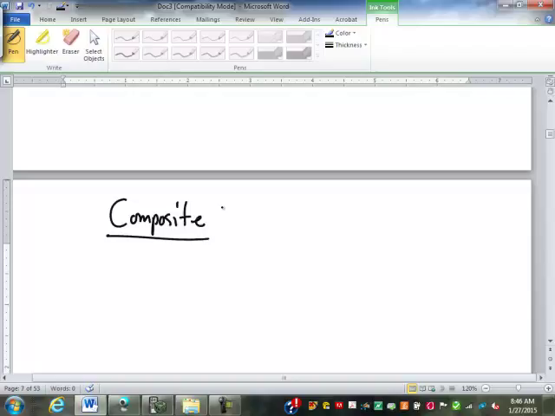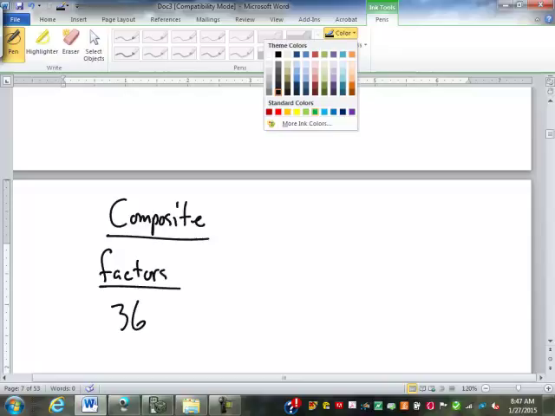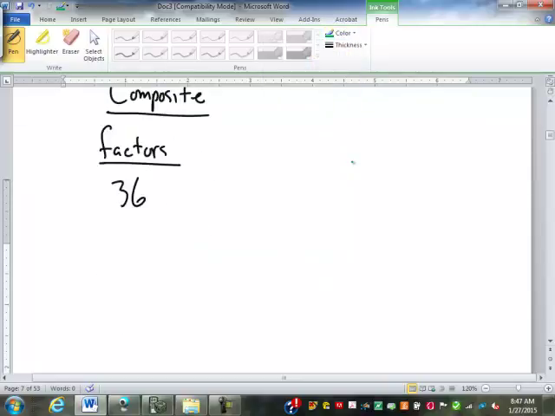We said the composite numbers can be broken down into smaller numbers. Those are called factors. For example, if I give you 36, there are all sorts of sets of factors for 36. We could have 4 times 9. That's a set of factors. 3 times 12. 6 times 6 is a set of factors. We could do 2 times 18. All of those are sets of factors, or what we call factor pairs.